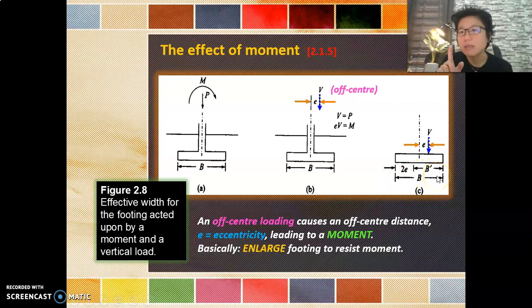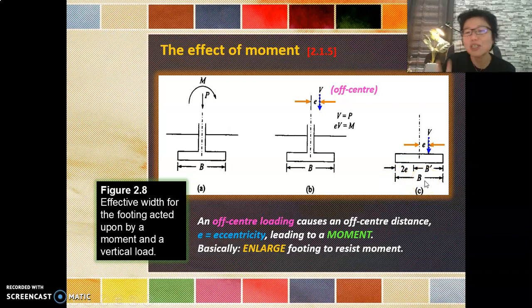But in order for me to have this load V passing through the centroid again, I will need to have a distance, actually B prime. Can you see that? And mathematically, B prime plus 2E, twice your eccentricity, will give you the original B.